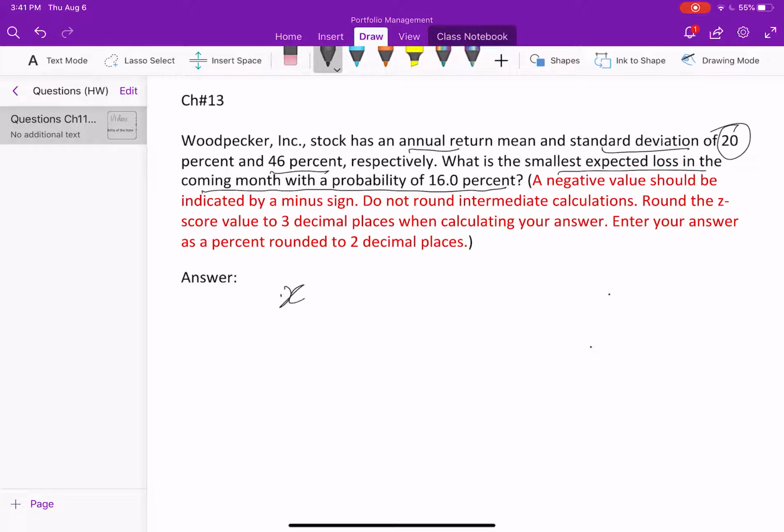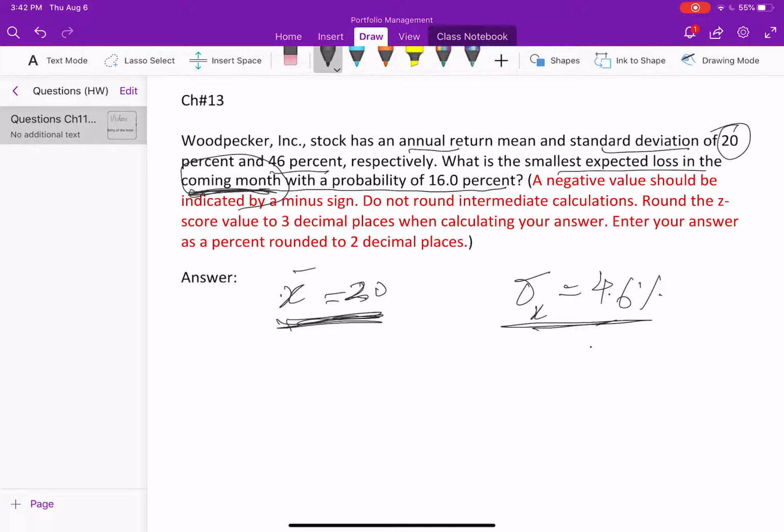Again, we have a mean of 20% and a standard deviation of the annual return of 46%. Because the question asks for the minimum expected loss over the coming month, and these figures are on an annual basis, we have to convert them to a monthly basis, because that is what was asked in the question.